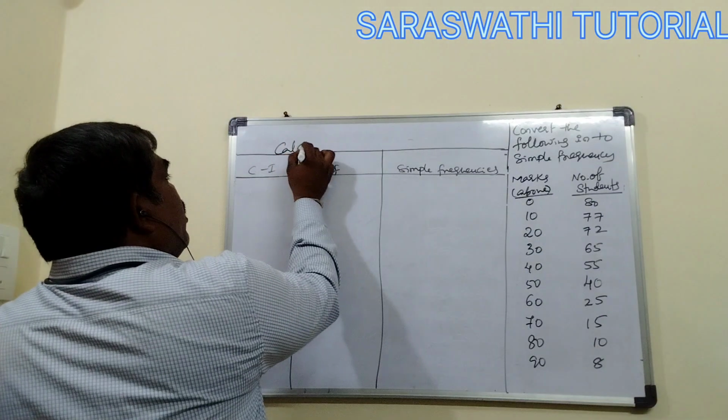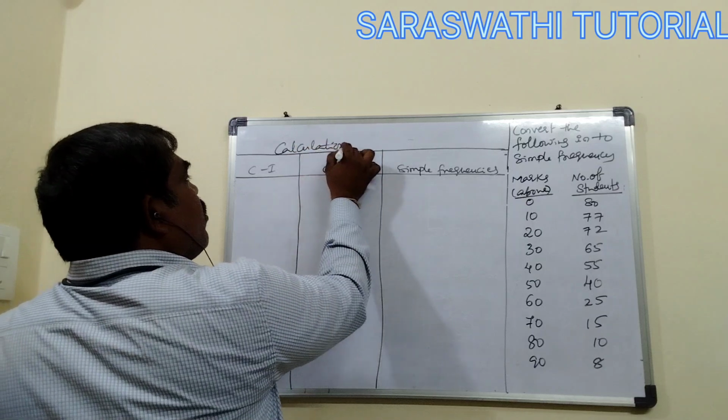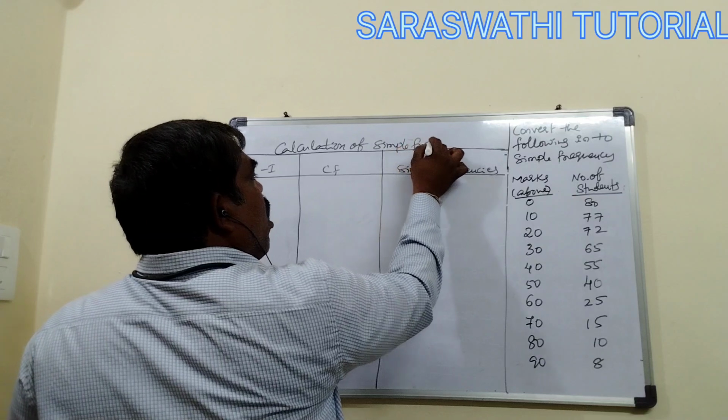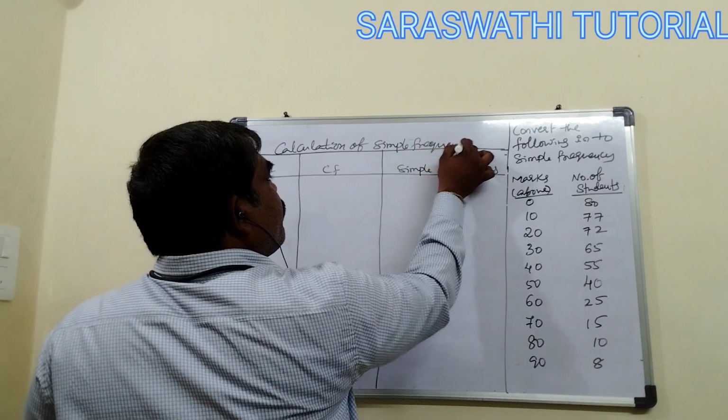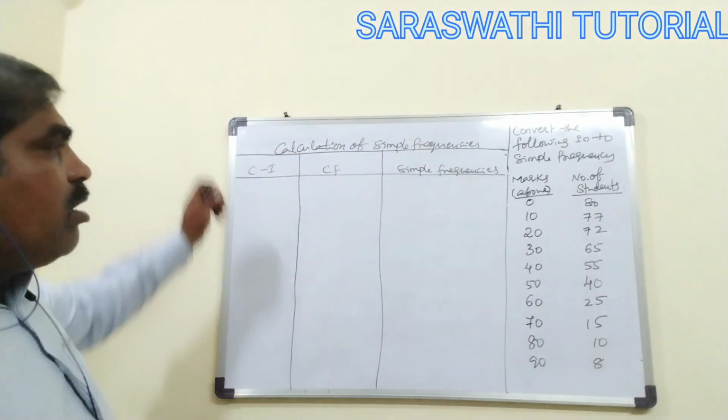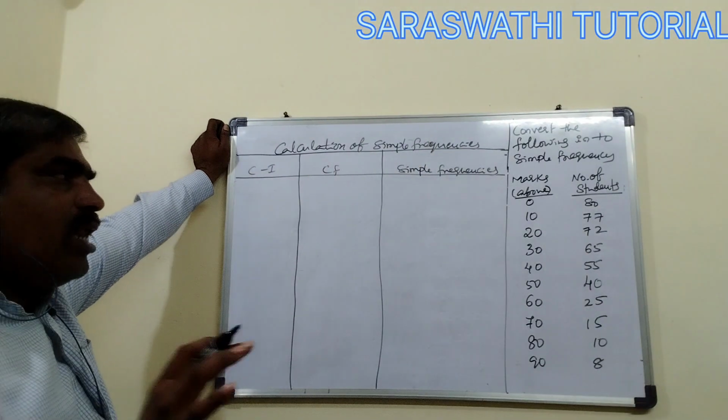Heading: calculation of simple frequencies. But how to take the class interval?